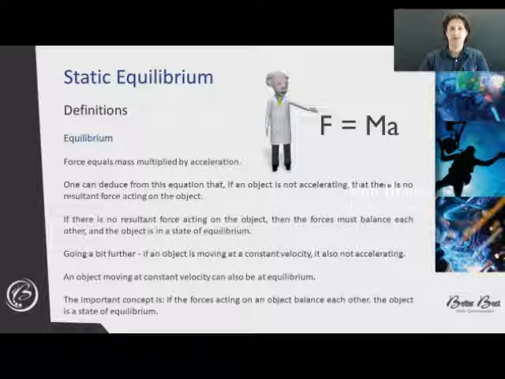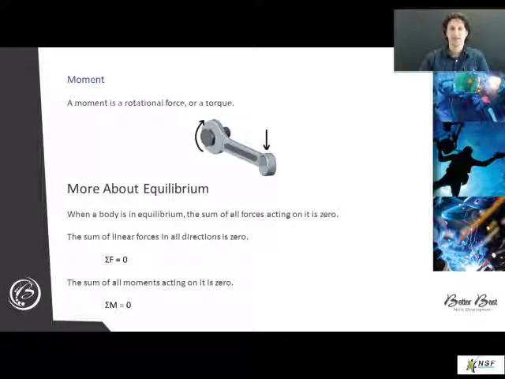Force equals mass multiplied by acceleration. One can deduce from this equation, F equals ma, that if an object is not accelerating, there is no resultant force acting on the object. If there is no resultant force acting on the object, then the forces must balance each other, and the object is in a state of equilibrium. Going a bit further, if an object is moving at constant velocity, it is not accelerating and therefore is at equilibrium.